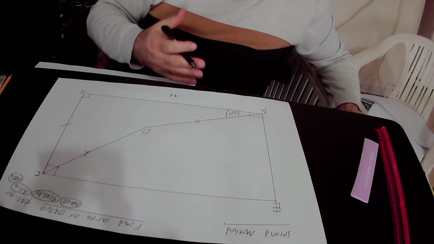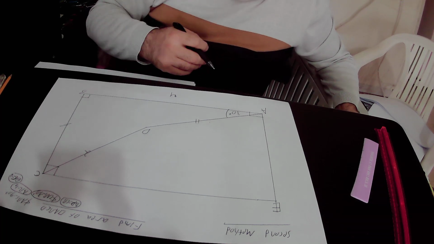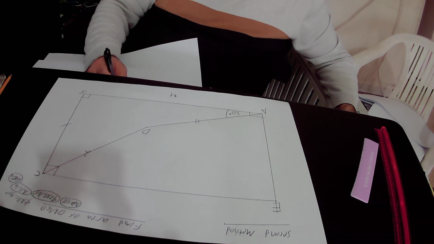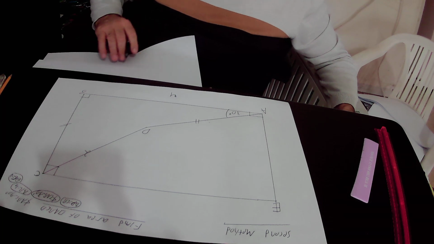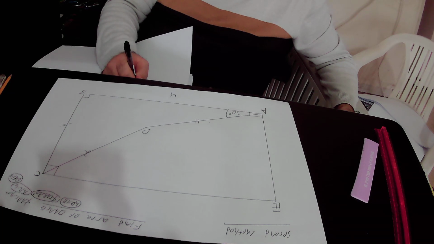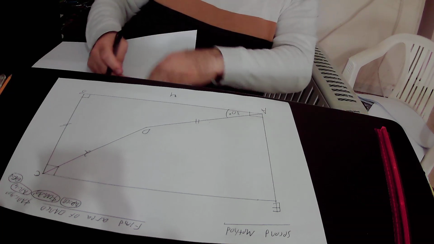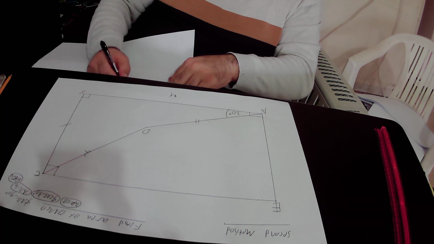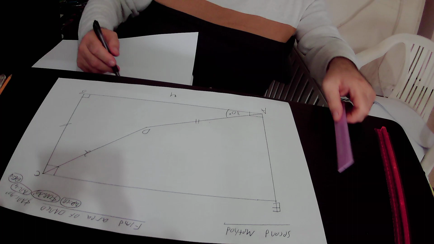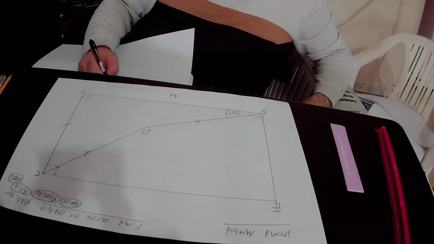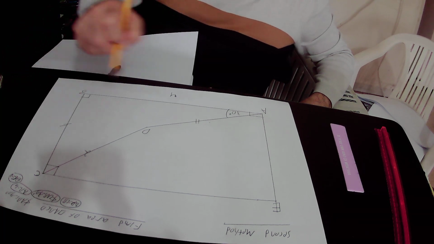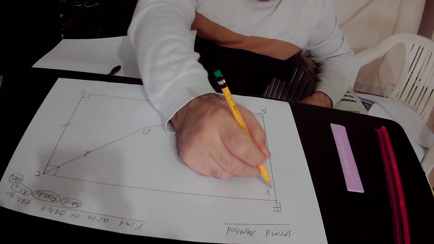So here we created quadrilateral ABCE. In quadrilateral ABCE, we have 3 right angles, 1, 2, 3. The sum of those 3 right angles is 270 degrees, plus the size of this angle that we will define as angle X.